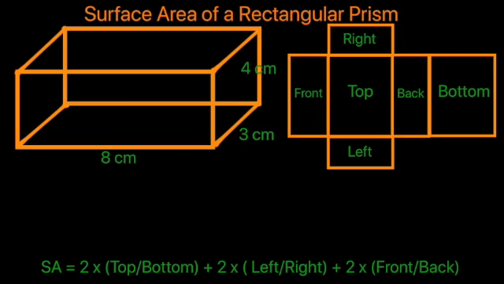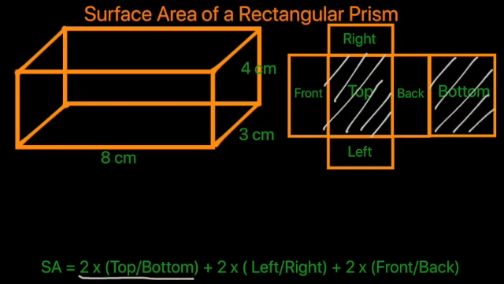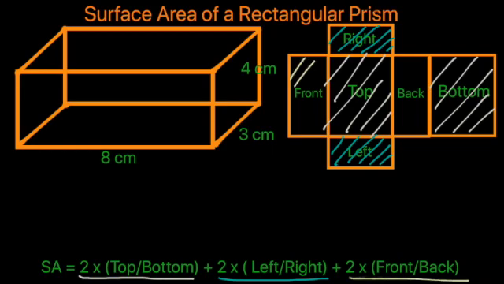So for the surface area formula, the first part we're taking 2 times either the top or the bottom. The reason we're taking 2 is because there's a total of 2 panels here. And then we're adding 2 times the left and the right panel. The left panel will be right here, and the right panel right here. And finally, we're taking 2 times either a front or a back. And that covers the whole rectangular prism.